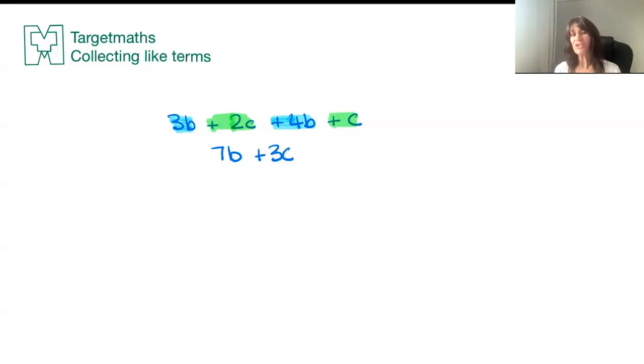One of the things that a lot of students tell me is they get confused with the negatives because they never know whether to put the negative in the answer or not. So hopefully we will see where we can avoid that in the next couple of questions. So that's my tidied version of 3B plus 2C plus 4B plus C. Okay, let's look at another one.